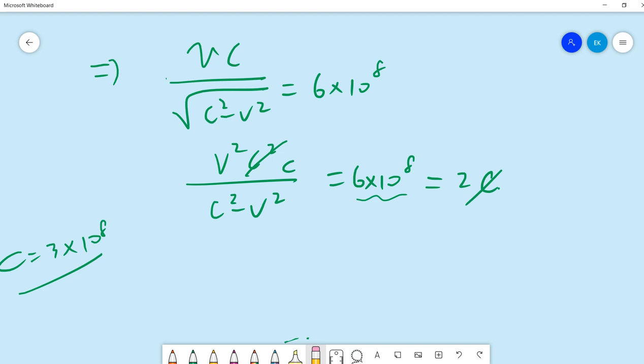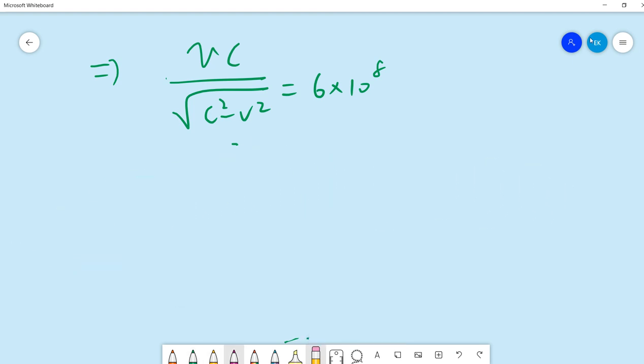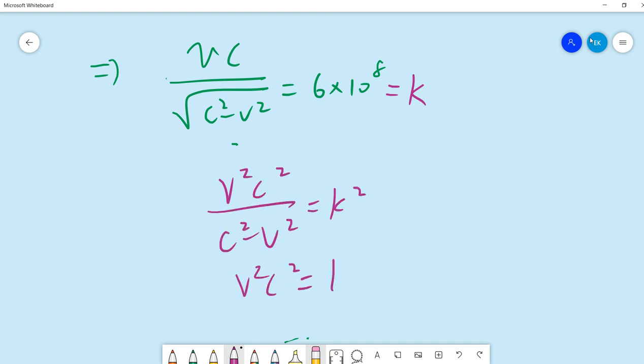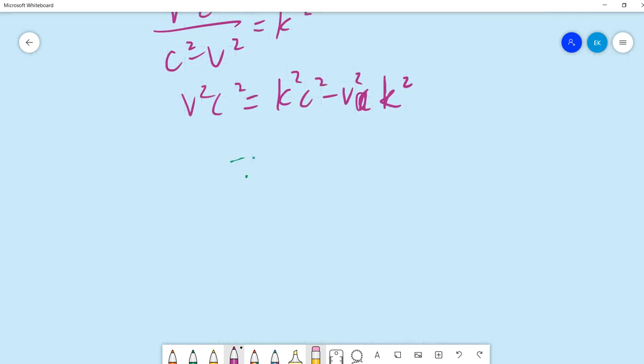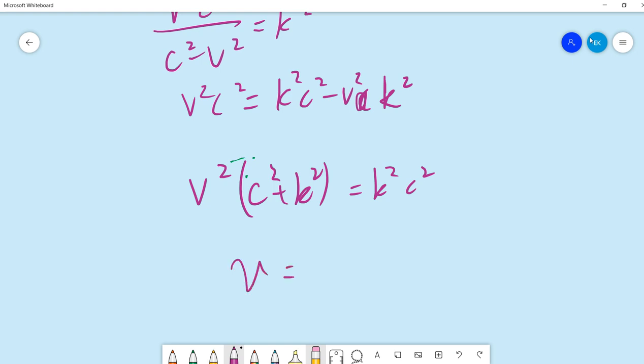Okay. Yeah. So let me do this. I call it k. Okay. So v squared c squared v squared is k squared. So v squared c squared is k squared c squared minus v squared k squared v squared. So v squared just c squared plus k squared is k squared c squared. So v just c squared plus k squared, 1 kc.